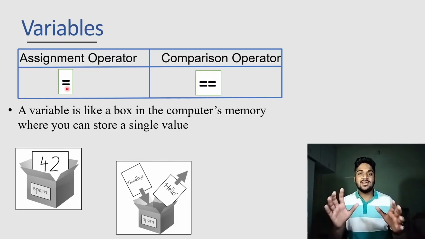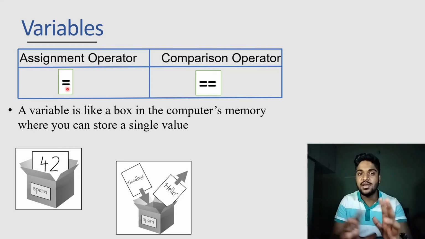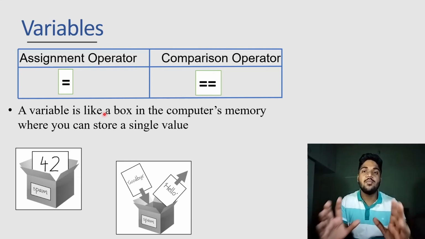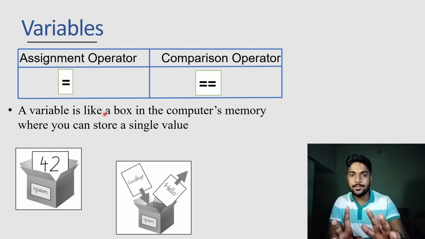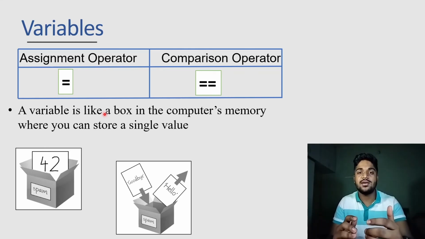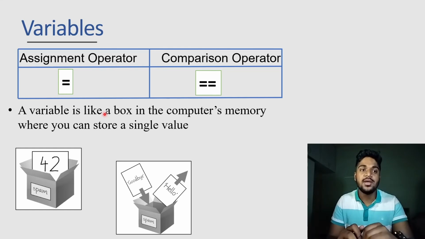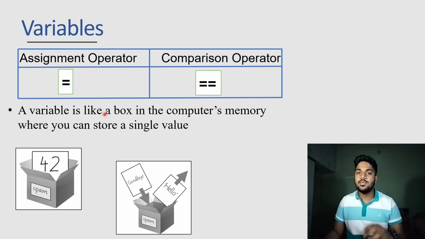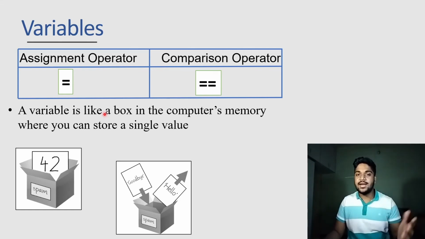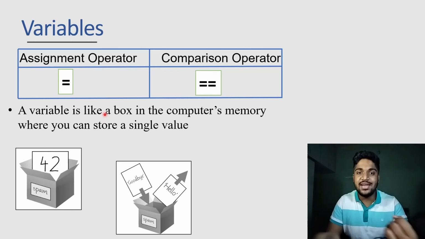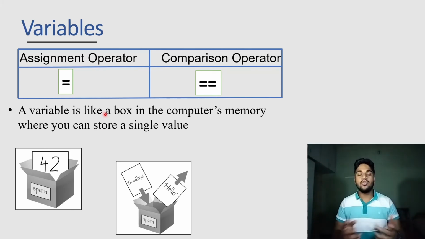So how this concept of variables works is, a variable is like a box in your computer's memory where you can store a single value at one time. You can replace that, you can override that value if you want in Python, but at one time your box will contain only one value of any data type, no matter what. We can give it integers, strings, float values, boolean values, no matter what.